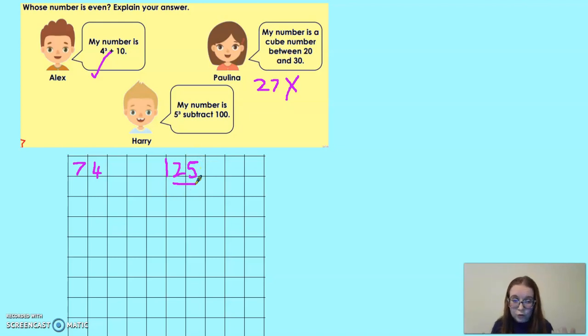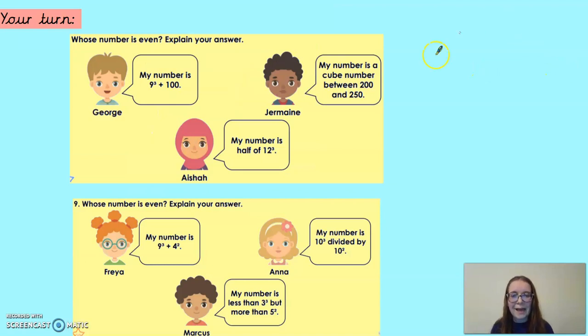And is that an odd or an even number? That's definitely odd. So I'm going to put a cross. So Alex's number is even because Alex's number is 74. And Paulina and Harry's are odd because they are 25 and 27. Let's go over to the next screen. Your turn. Have a go.